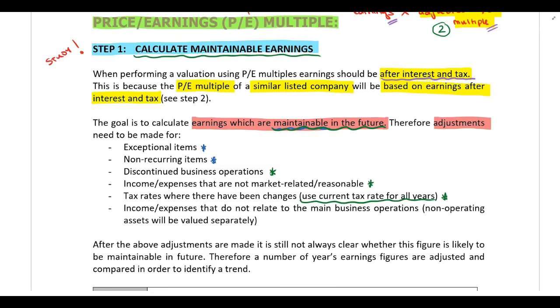And again, think about it logically. We are trying to calculate earnings that are going to be maintainable in the future. And the current tax rate is the best tax rate to use if we are trying to calculate future earnings. Okay, don't use old tax rates, use the most recent tax rate. Then lastly, if we have any income or expenses that do not relate to the company's main business operations, so in other words, anything that is not operating in nature, we will value those assets separately.